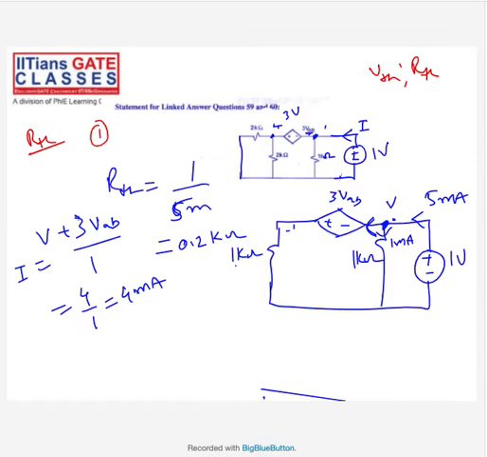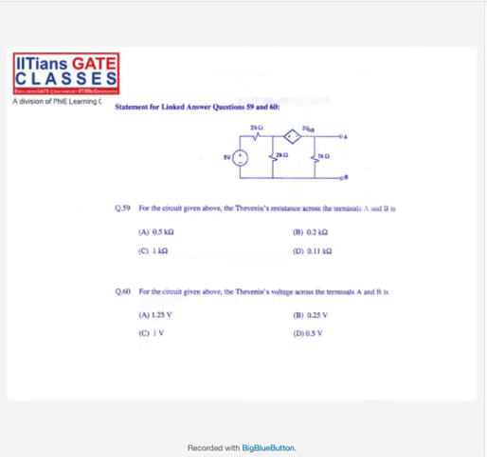Am I clear? Am I clear this way? I think you can use many methods, but 0.2 kilo ohms. If it's clear, let's see the options. If this is clear, then I got it as 0.2 kilo. And this is the option B, 0.2 kilo ohms.